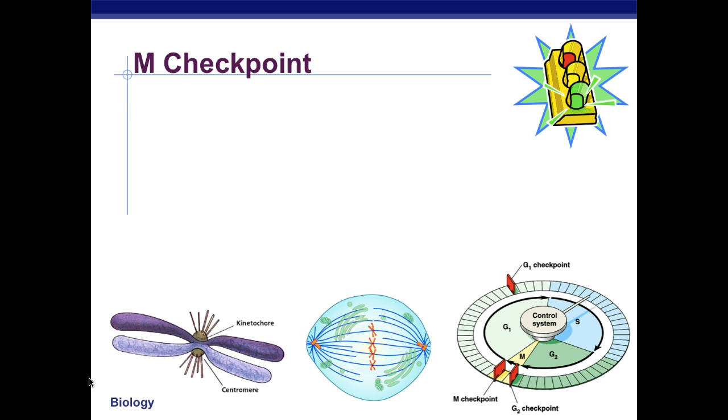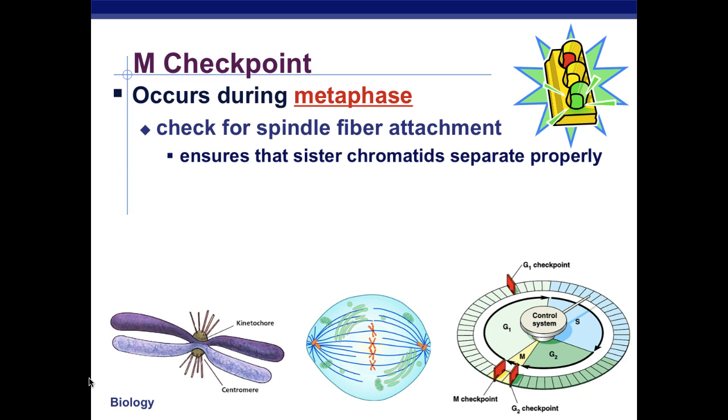In the M checkpoint, this is during metaphase. The M checkpoint is mitosis, but specifically metaphase. We know PMAT: we have prophase, metaphase, anaphase, telophase, followed by cytokinesis. And in metaphase, we are checking the spindle fiber attachment.